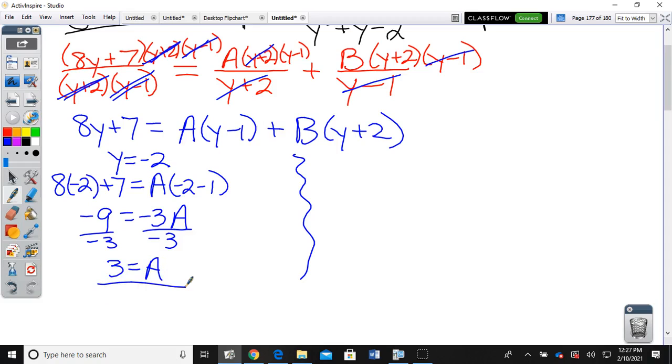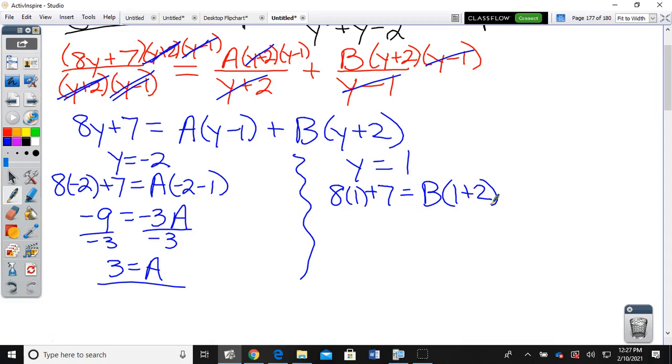All right, what do you think we're going to let y be to get B? 1. And I do the same thing, but now I'm getting rid of the A. Because what's 1 minus 1? 0, so that would go away. Plug in 1 for the rest of it. So 8 times 1 plus 7 equals B times 1 plus 2.